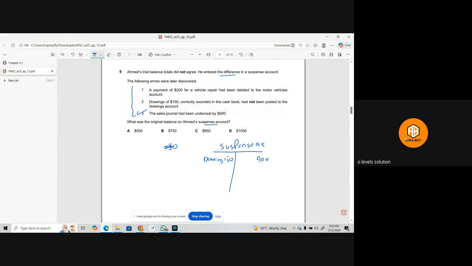If we want to find it out, you simply take the heavy side, 900 minus 150. So 750 will be the answer. So debits are greater than the credits. So the suspense account had a credit balance of 750. So B is correct.